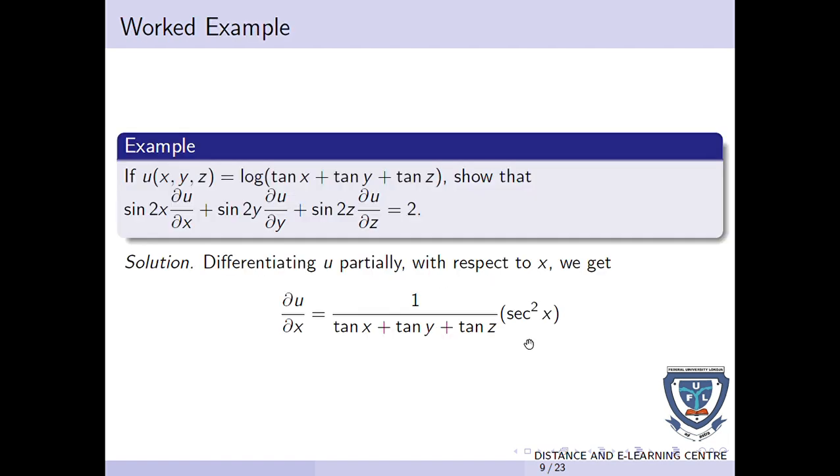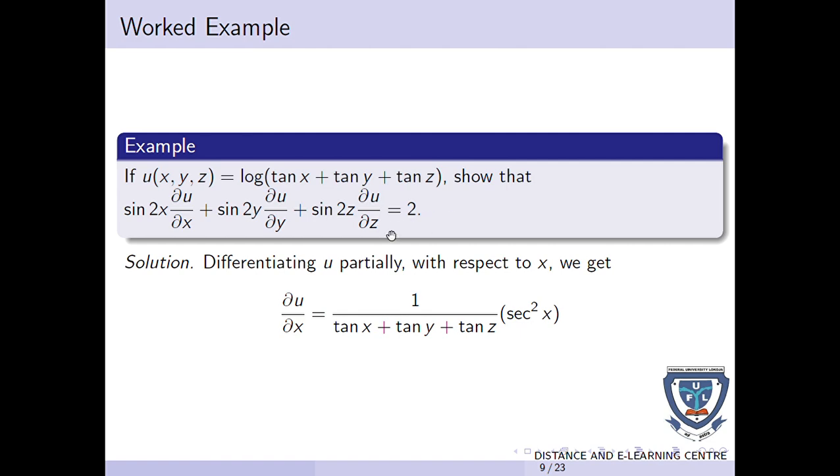Worked example. If u, which depends on x, y, and z, is equal to log of tan x plus tan y plus tan z, show that sin 2x partial u partial x plus sin 2y partial u partial y plus sin 2z partial u partial z equal to 2.